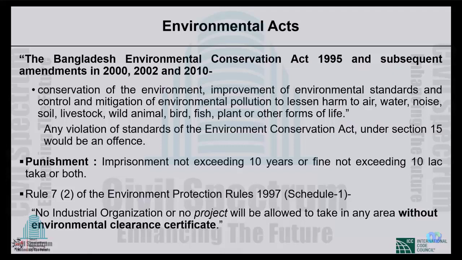So now I'm going to tell you a very, very important thing. That is, Rule 7 of the Environmental Protection Rules 1997, Schedule 1 tells us that no industrial organization or project will be allowed to start in any area without an environmental clearance certificate. That is, it is not just the industrial organization, but also other projects, even a simple two-storied residential building.